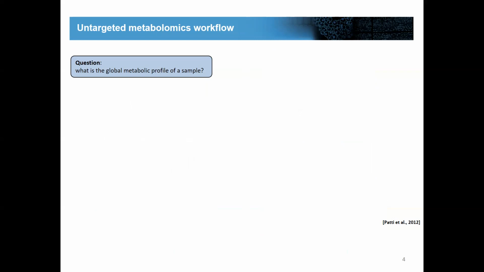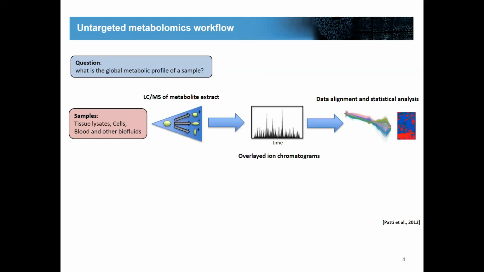And the question, like I said, is what is the global metabolic profile of a sample, and how do we get there? We start off with our samples. Commonly used samples in metabolomics analysis are tissues, cells, blood, or other biofluids. The metabolites have to be extracted, and then they are introduced into our LC-MS system. What we get out of it are very overlaid, very complex ion chromatograms, where the information of all metabolites is contained.